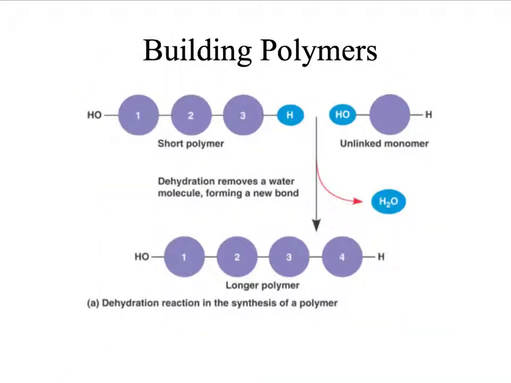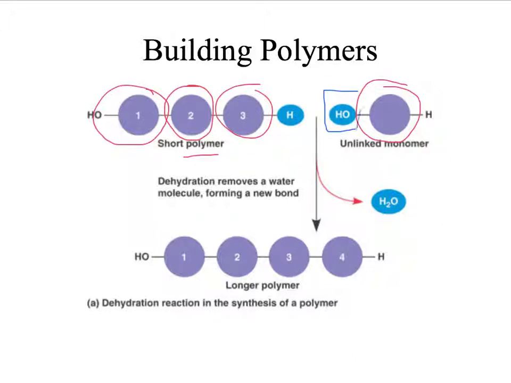So how do we actually make polymers from monomers? Here's an example of one monomer over here on the right. This is like a Lego block. And here are 3 Lego blocks that have already been put together. Those are a short polymer because there are many monomers put together. You can see the end of the unlinked monomer has an OH group, called a hydroxyl group. And the short polymer has a hydrogen on the end of it.